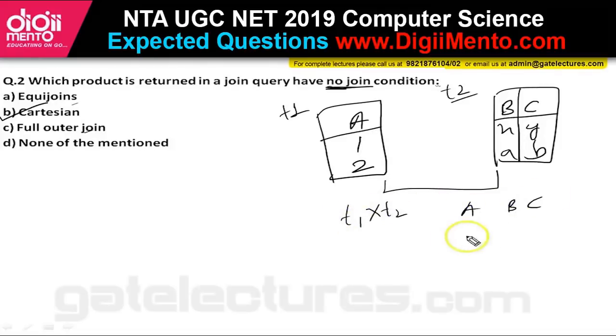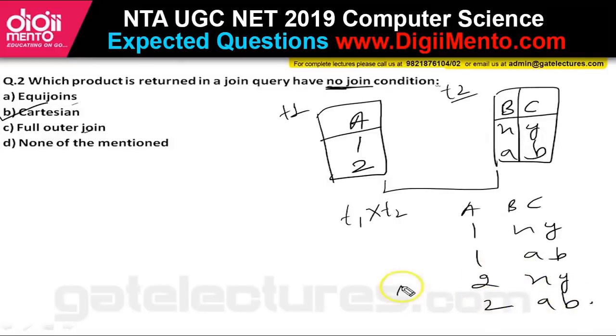A B C, let's say 1 X Y and 1 A B. Each element will be multiplied with all. Okay, so 2 X Y and 2 A B. Okay, so this is how Cartesian product is done. This kind of question has also been asked for the natural join, when there are two tables and they do not have the same name attributes, then how will they be joined? They will be joined using the Cartesian product. Okay, so B is the right answer here.